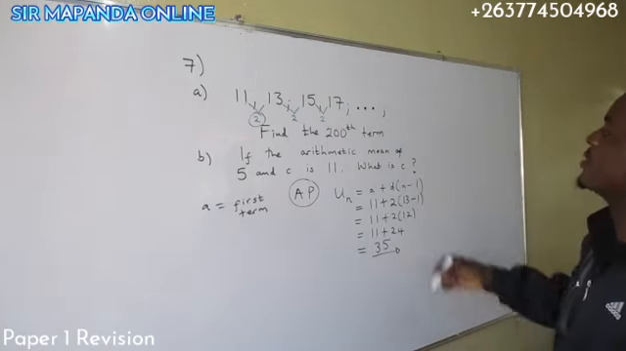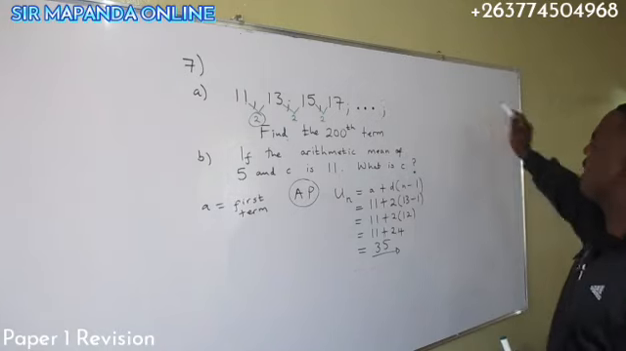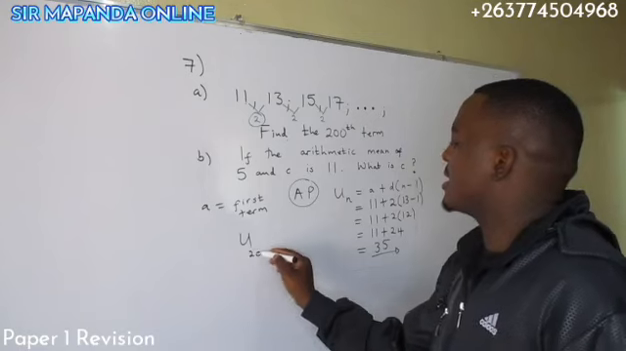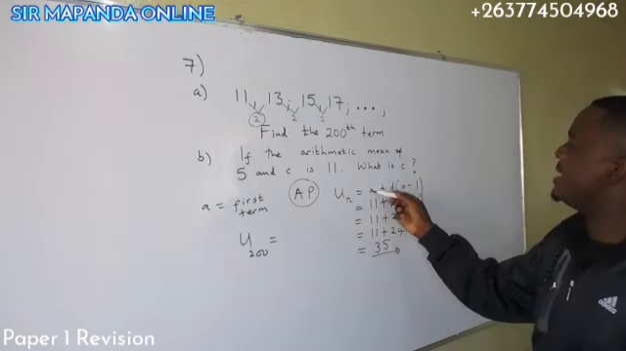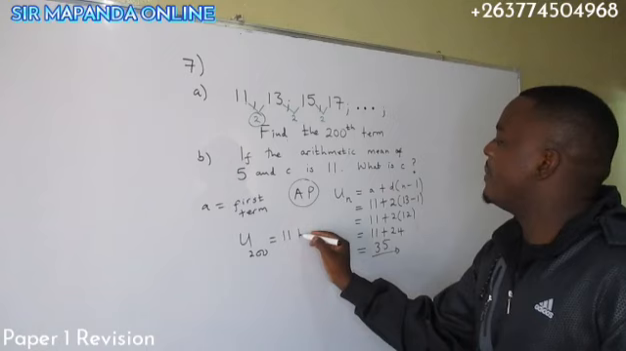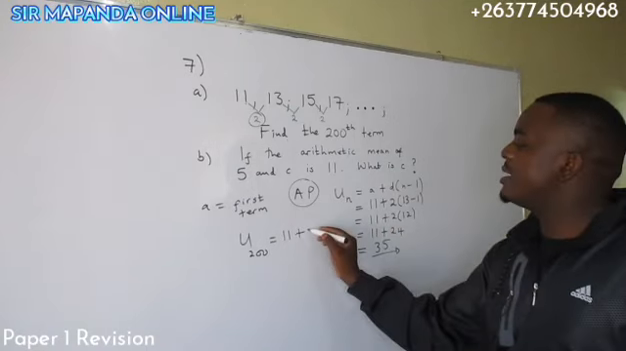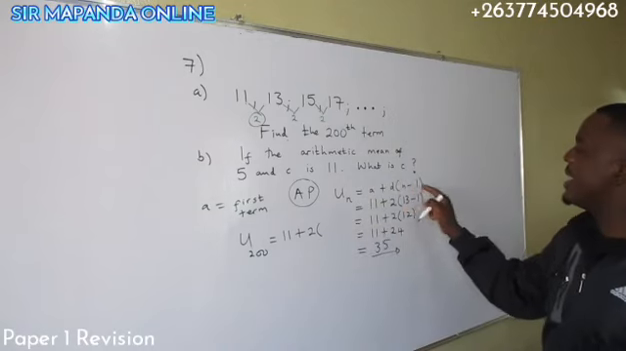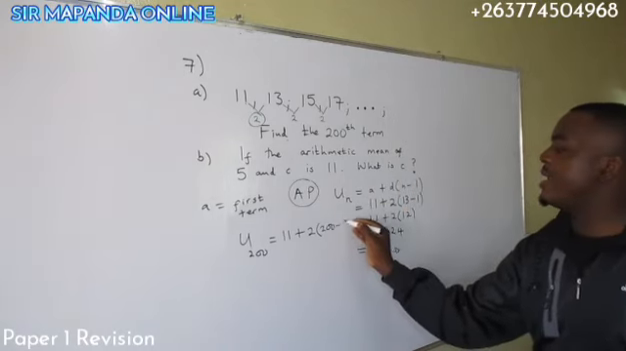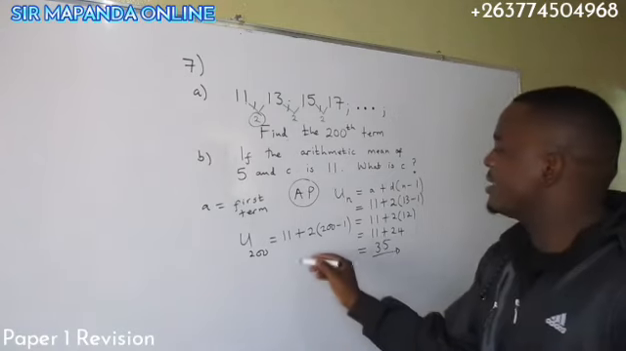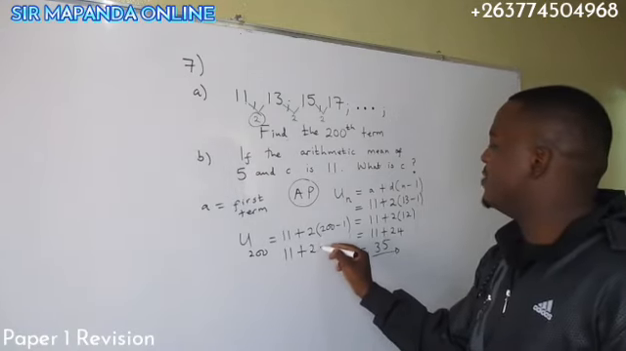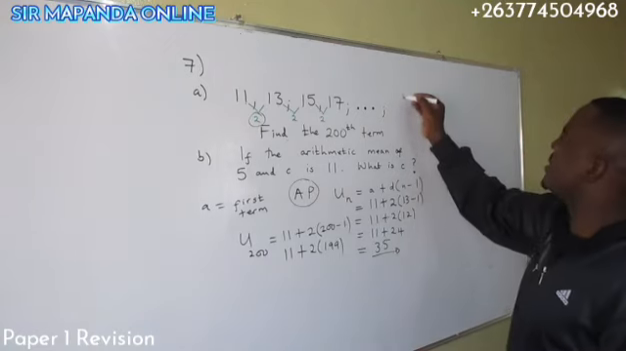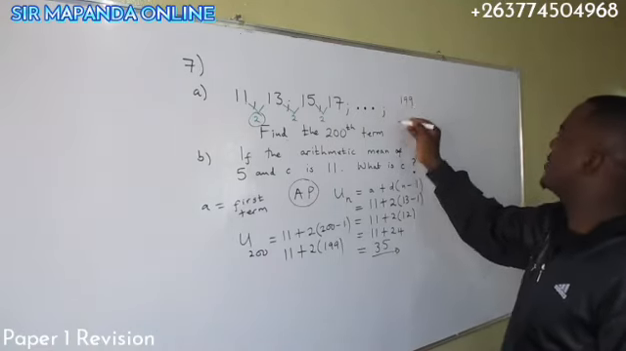So this formula helps you to find even the 200th term. You don't have to add 2 until you reach number 200. You simply say U200 is equal to A, your first term, you put 11, plus D, your common difference, you put 2. Then for the 200th term, N minus 1 is now 200 minus 1. I hope you are following. So you say 11 plus 2, 200 minus 1 is 199. Then you multiply 199 with 2.